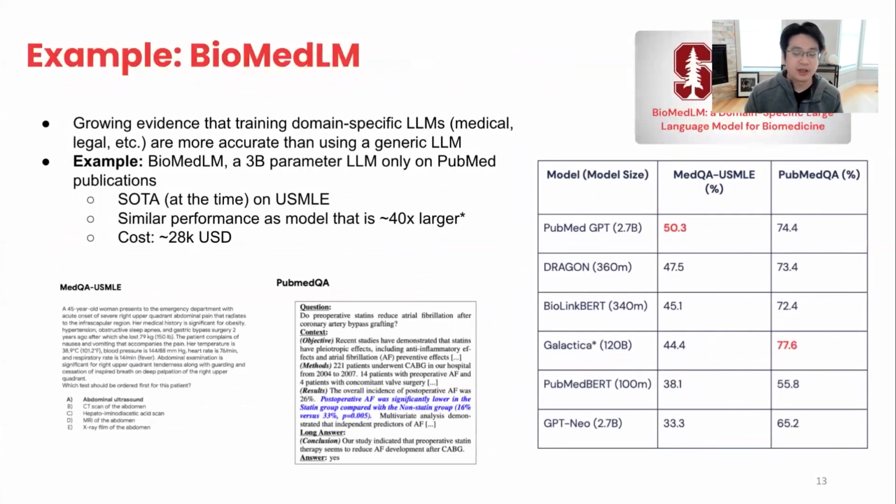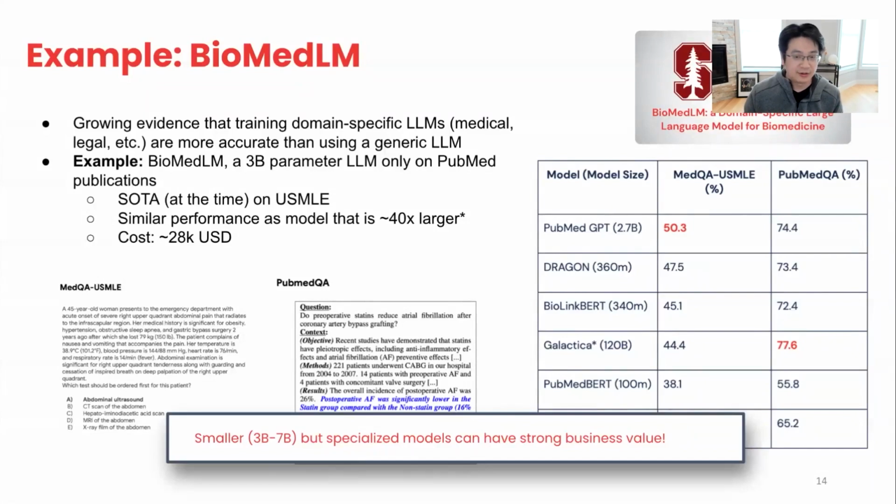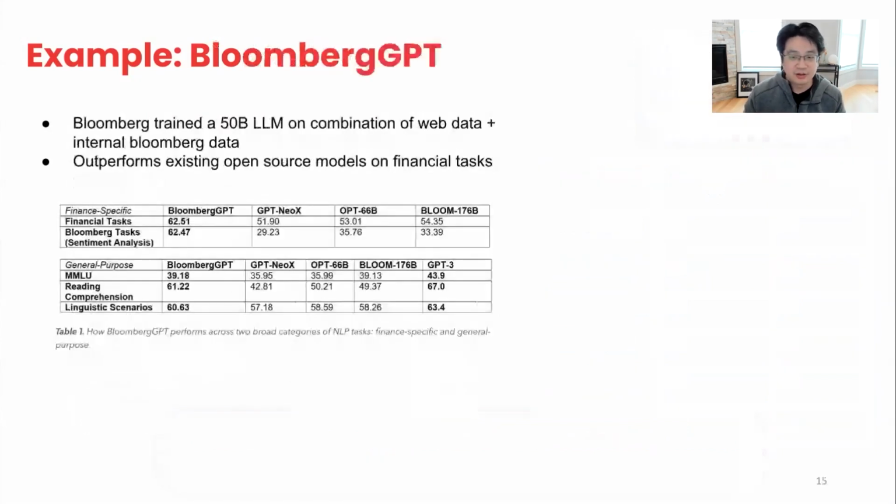But more importantly, that model, the 3 billion parameter model, specialized and domain-specific for the biomedical literature, hit approximately the same performance on the U.S. MLE as Galactica, which is a model that was about 40 times larger. And this really speaks to the point that smaller, more specialized models in the 3 billion to 7 billion parameter range can actually have very strong business value. And you don't need the very, very large LLMs for your specific use cases.